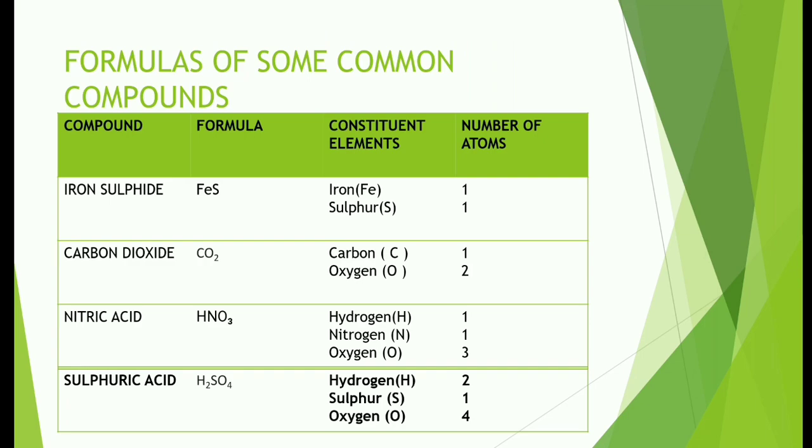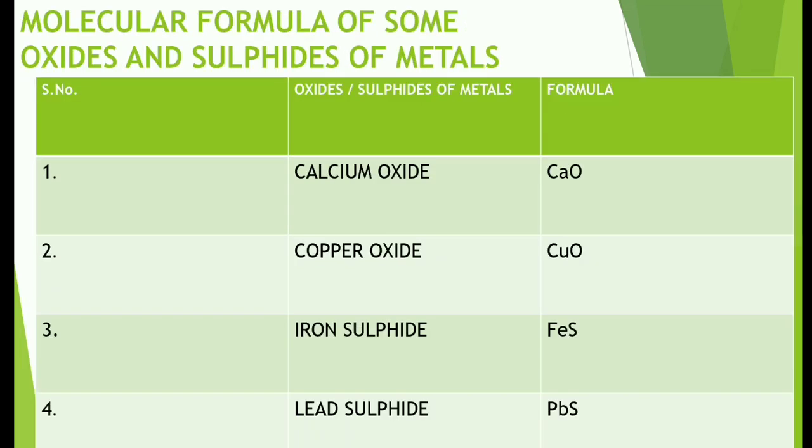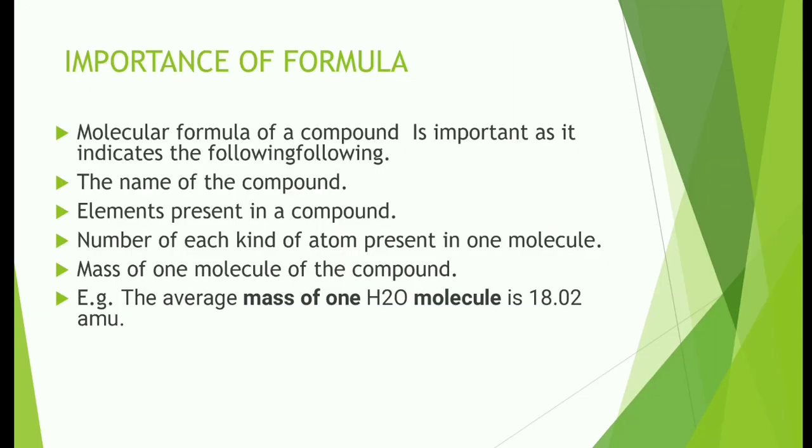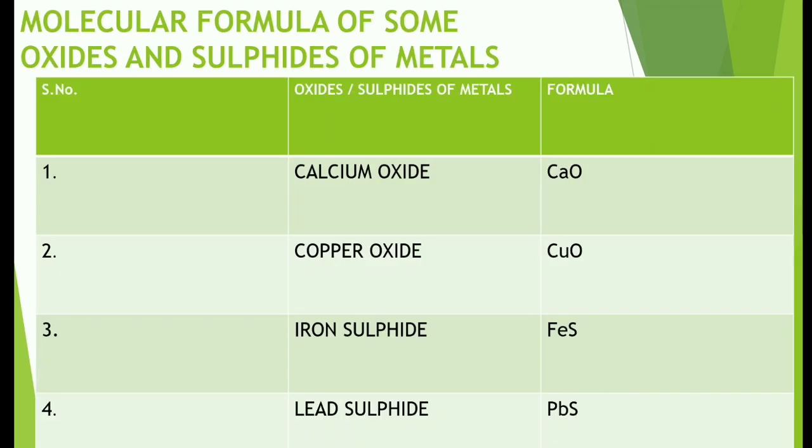If we come back on this table, you can see FeS. If I take this example, how many elements? Fe, that is iron, S, that is sulfur. So how many elements are present? A molecular formula tells you that also. Then what else it tells? The number of each kind of atom present in a molecule.